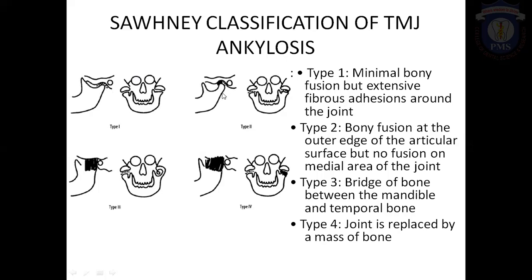And type 2, that is a bony fusion occurs at the outer edge of the articular surface, but no fusion on the medial area of the joint. Then type 3, a bridge of bone is formed between the mandible and the temporal bone. Then type 4, the joint is completely replaced by the mass of bone.